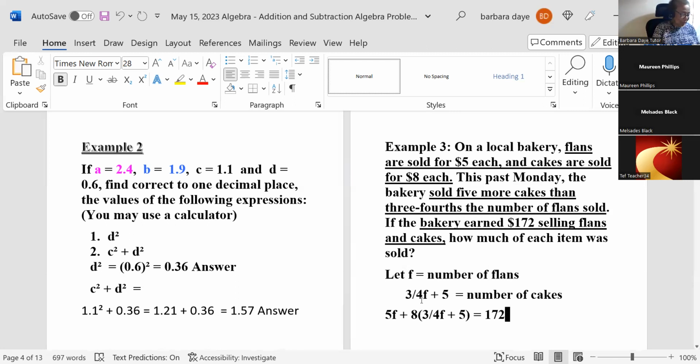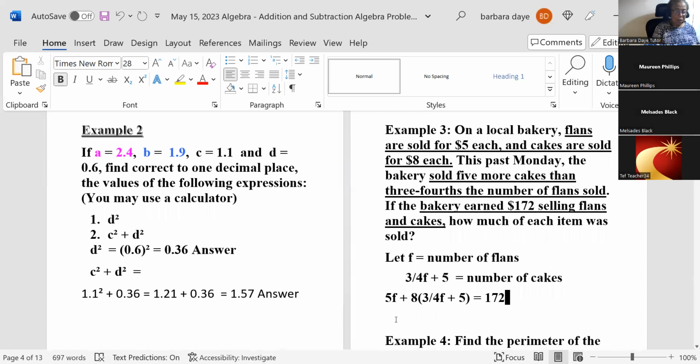Maureen, did you get the F value? The flans. I only got as far as F plus 6. So what else do I have to do now? Well, you had 6 and 5, right? You combine the 5F plus 6F plus 40, 8 times 5, right? Equal 172. Now, Maureen, you can solve that.